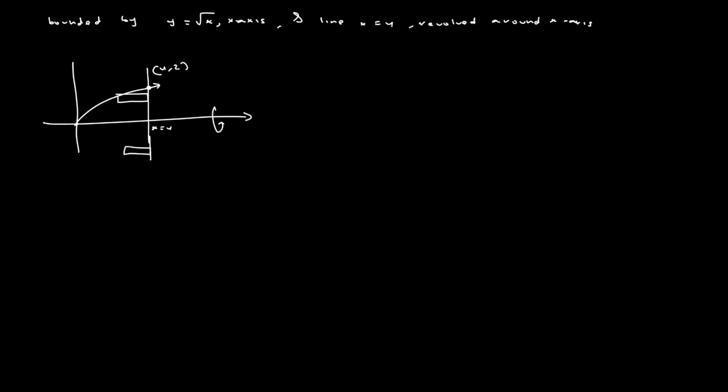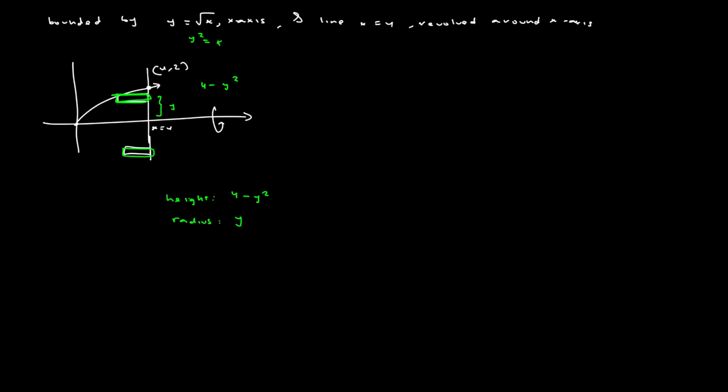And let me actually bring out a different color. So our height of the shell is some function over here determined by 4 minus y squared, because y squared is equal to x. So this is the height. And the radius is simply how high up we are, and that's just y. So the radius is y, height is 4 minus y squared.